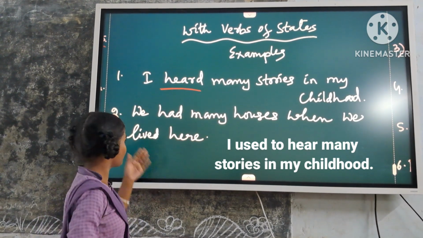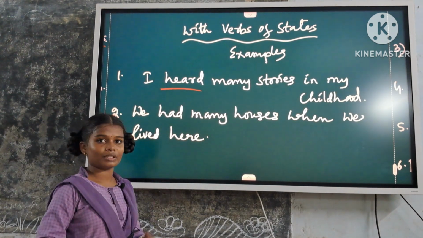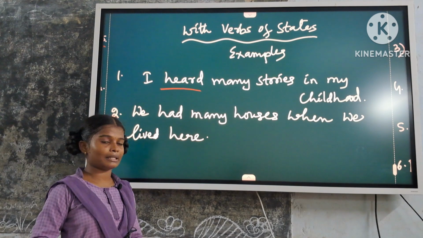Second example. We had many houses when we lived here. Here, the stative verb is had.